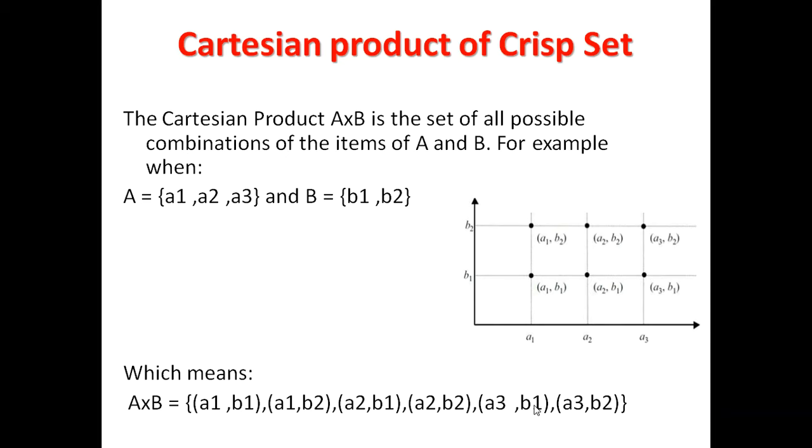For example, we have a set A. A is having elements A1, A2, A3. At the same time, we have another set B. B is having two elements, B1 and B2. So all possible combinations will be A1, B1, A1, B2, then using A2: A2, B1, A2, B2, using A3: A3, B1, and A3, B2. So these all will be the possible combinations of different items of sets A and B, and this we call the Cartesian product of two sets, right?